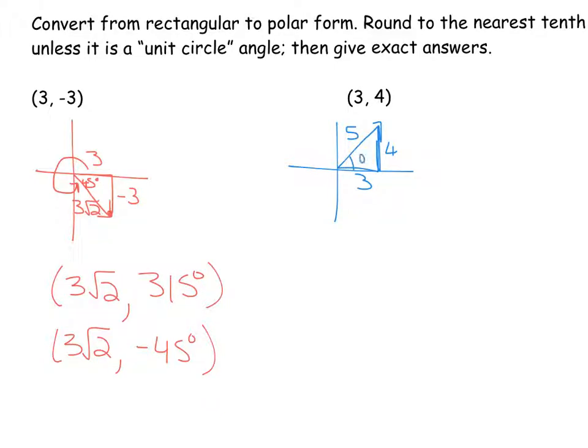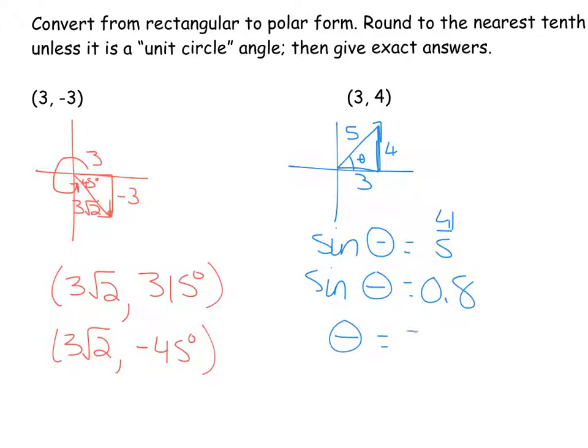So I need to find my angle. It's a first quadrant angle, so I'm not going to have to subtract or anything. I'm going to use my sine ratio or my sine function. The sine of theta is going to be 4 over 5, which is 0.8. I'm going to put that in my calculator, do the inverse sine, and I get 53.1 degrees. So the polar coordinate for this would be 5. That's the length of that vector, and the angle is 53.1 degrees.